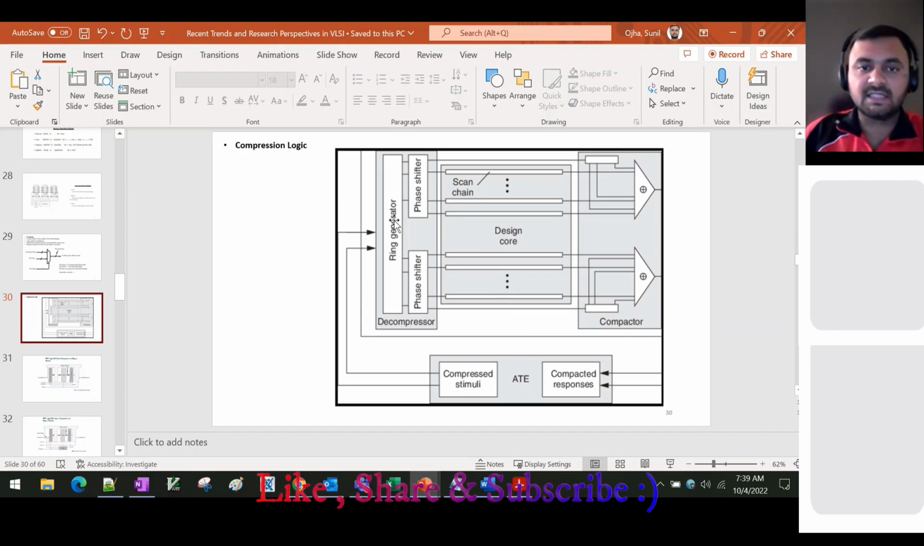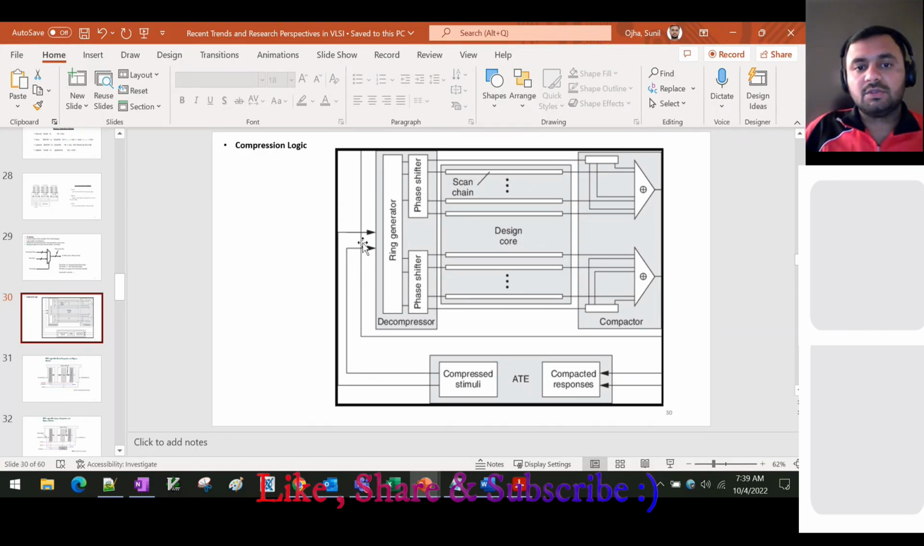Inside the decompressor, we have this ring generator, or an LFSR kind of structure, and then we have a phase shifter. The phase shifter is nothing but XOR gates. Inside this block, there are trees of XOR gates. Basically you have only, suppose, 2 or 3 limited inputs for this decompressor, and you give this input to the ring generator. It will take those 2 or 3 inputs and generate many outputs. There is a mathematical equation for how many inputs it takes and how many outputs it generates, but suppose it takes 2 inputs and generates 20 outputs.